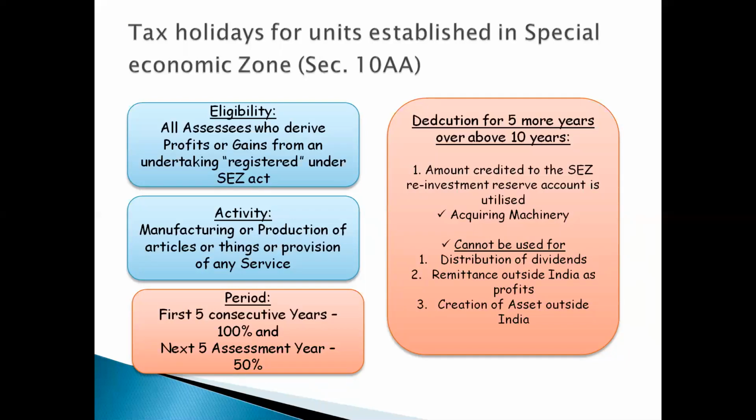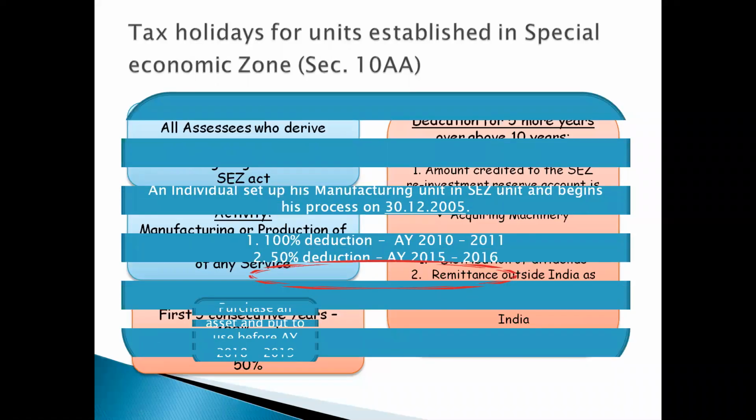For the first 5 consecutive years, it is 100%, and for the next 5 assessment years, it is 50%. So over and above this, there is one more deduction available, which is 50% of the profit ploughed back, for a few more years, that is for the next 5 years also, on satisfying certain conditions. So what are the conditions? We'll see it with an example.